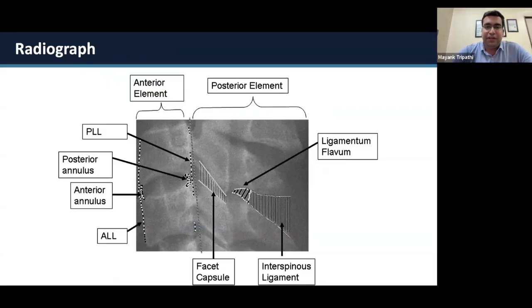This is a simple X-ray lateral view of the subaxial cervical spine. What we can see here is the vertebral body and the anterior element. Here we can appreciate the anterior annulus. This is the facet capsule. These are the facet joints. And this is the interspinous ligament and the ligamentum flavum.